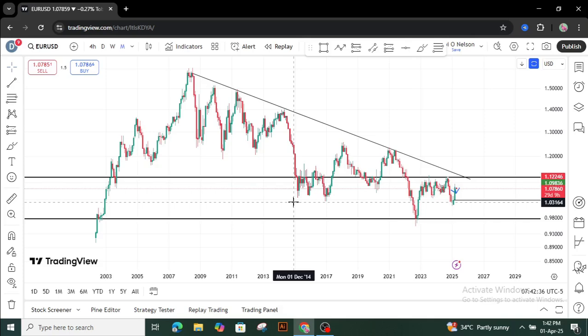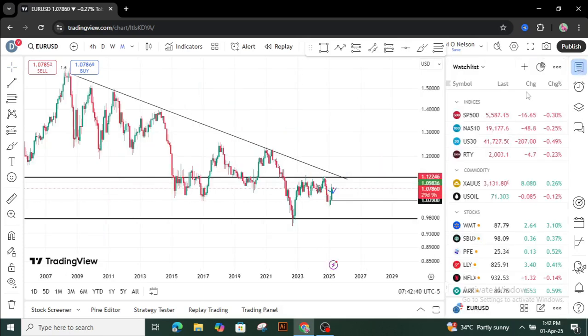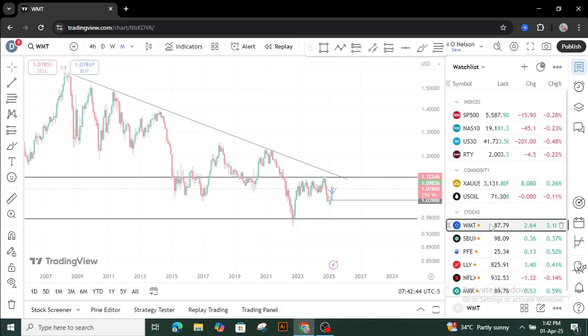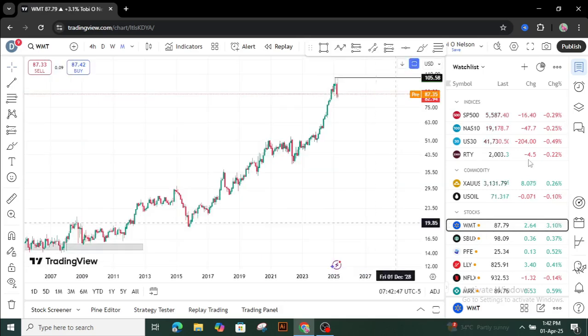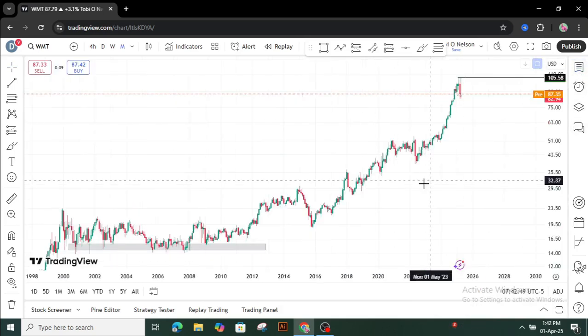Now let's compare this with the stock market. One of the stocks that I'm actually trading right now is what I'm going to use as an example, Walmart, because I'm actually buying Walmart now. So now let's look at Walmart, for example.